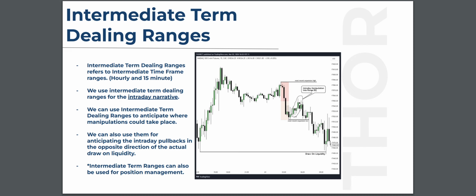Or let's say it's really close proximity to a liquidity pool in the opposite direction of the draw on liquidity, right? And especially if there is a fair value gap right above that liquidity, I would expect a Judas swing into a fair value gap, sweeping that liquidity against the direction of the draw on liquidity. You know what I'm saying?